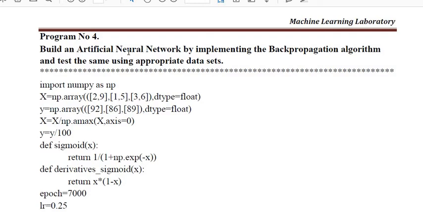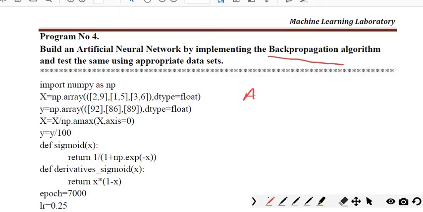We have to build an ANN, an artificial neural network, by implementing the backpropagation algorithm and test the same using the appropriate dataset. So this program is based on the backpropagation algorithm, where I have to build an artificial neural network and then test it on an appropriate dataset. This is the aim of the experiment.